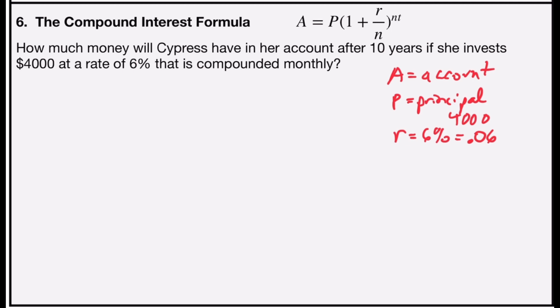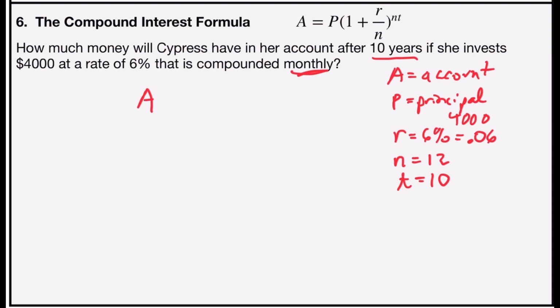N is the number of times that it's compounded within a year, and since this says monthly, N will be equal to 12, since there's 12 months in a year. And T is the time that the investment is for, and in this case, it's 10 years. So now that we know what all the variables are, we'll just substitute.